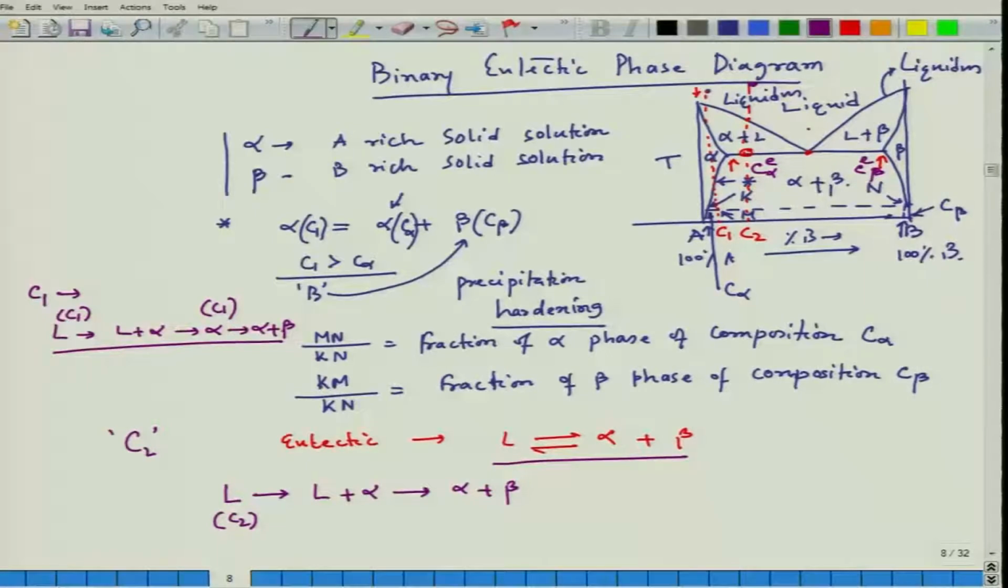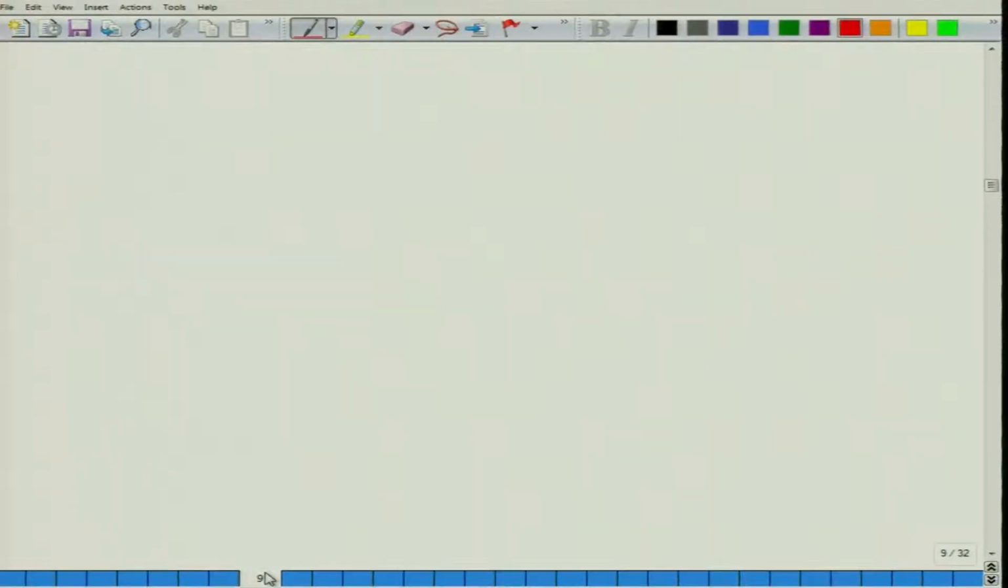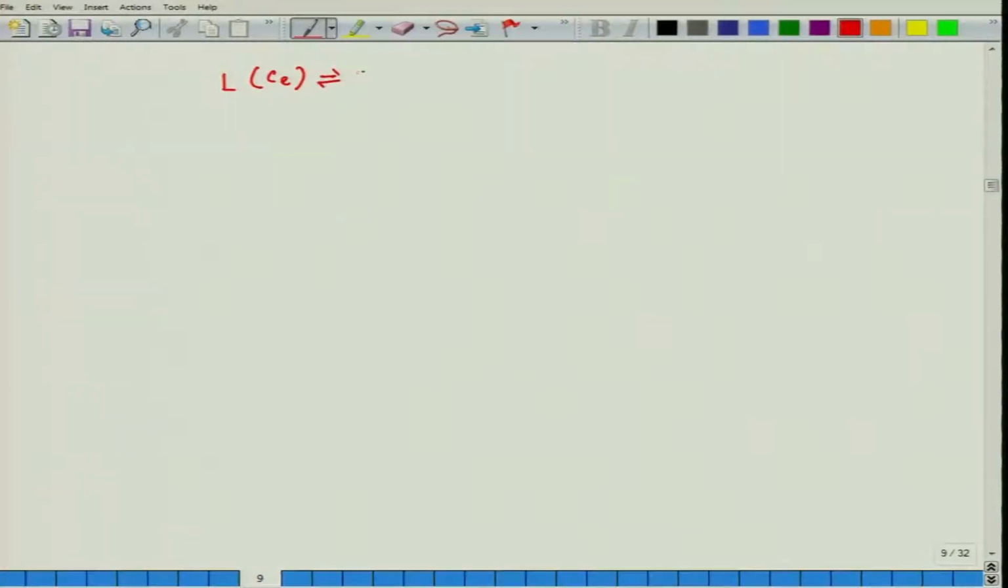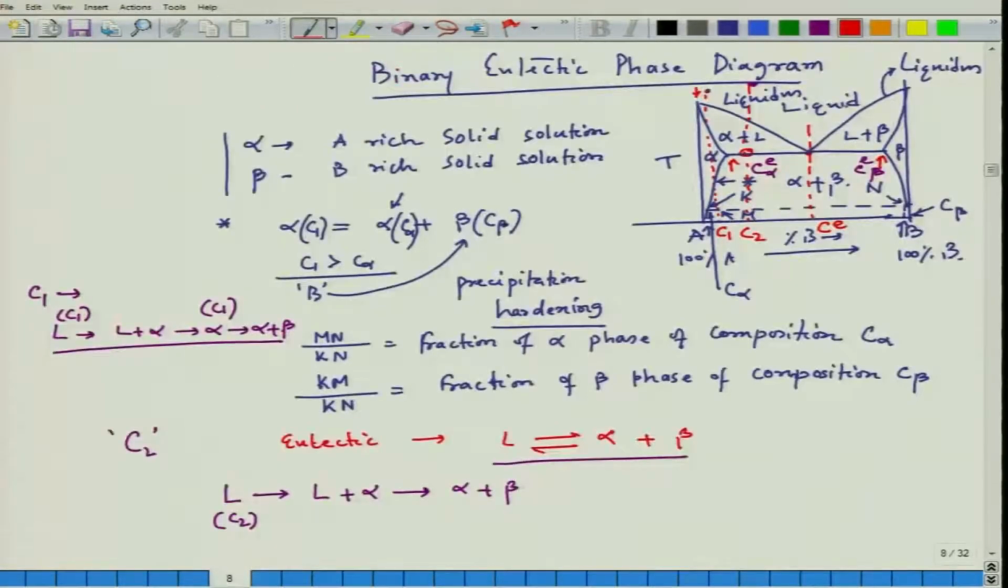Now, I can have another composition which is the same as the eutectic point. So, I can term it as CE. If I try to see what happens at CE, initially we have liquid of composition CE, and there is only one temperature where the liquid is converting into two solids, alpha and beta. So, the transformation is liquid to alpha and beta.